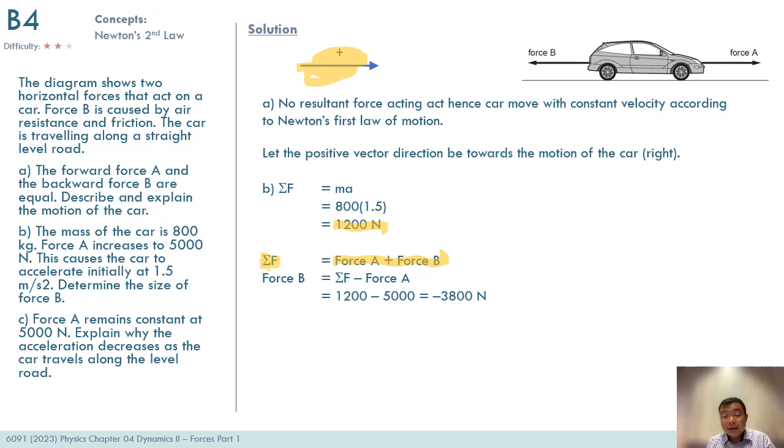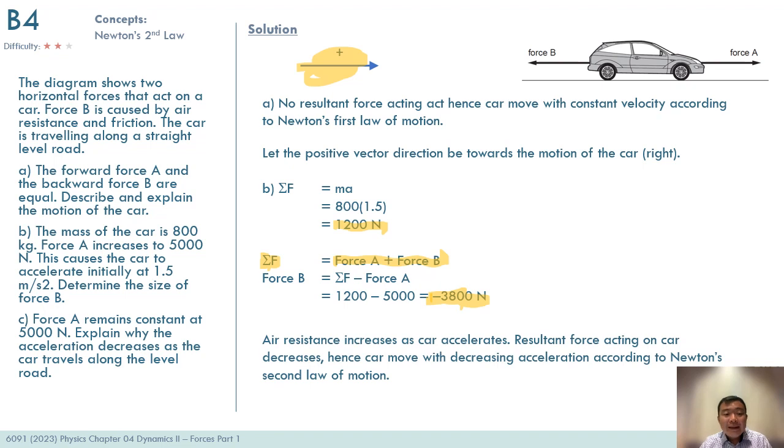1200 Newtons. So I literally sum up all the forces as shown in the equation, rearrange the equation to make force B the subject of the equation, and that's how I can get force B to be negative 3800 Newtons. This means that force B takes the value of 3800 Newtons and is acting in the opposite direction, which is the backwards direction, as shown by the negative sign.